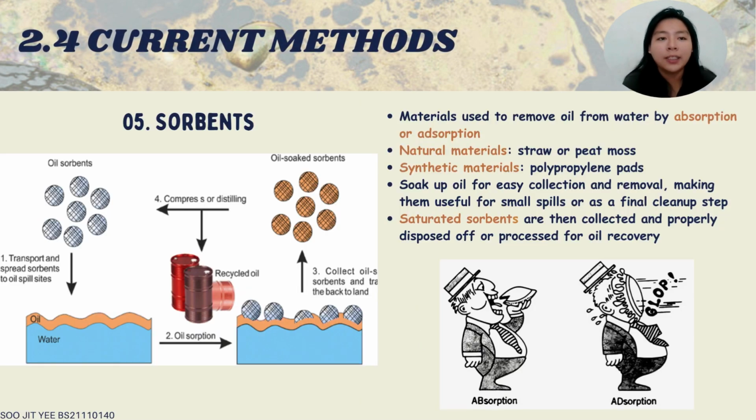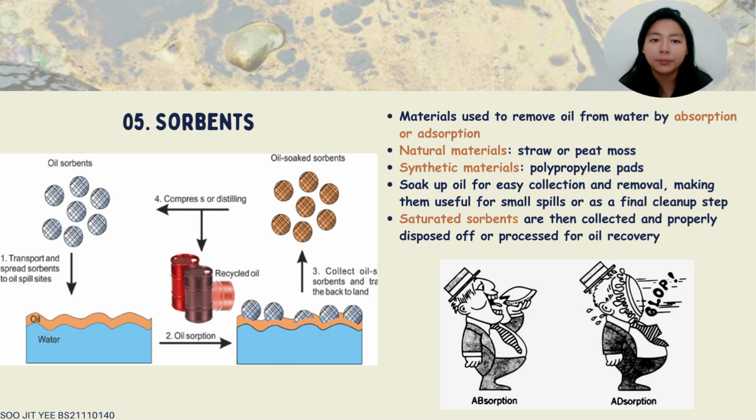The last method is using sorbents. These are materials used to remove oil from water by absorption or adsorption. They can be made from natural or synthetic materials. They soak up oil for easy collection and removal, making them useful for small spills or as the final cleanup step. The saturated sorbents are then collected and properly disposed of or processed for oil recovery.